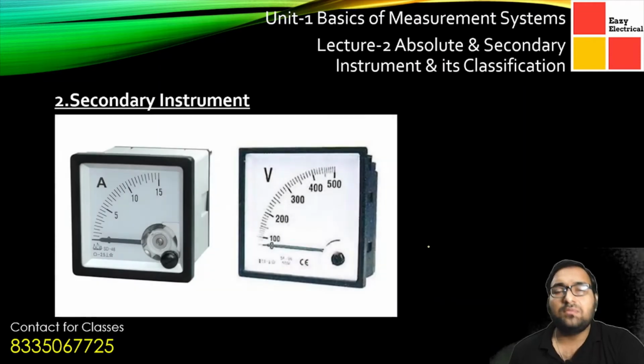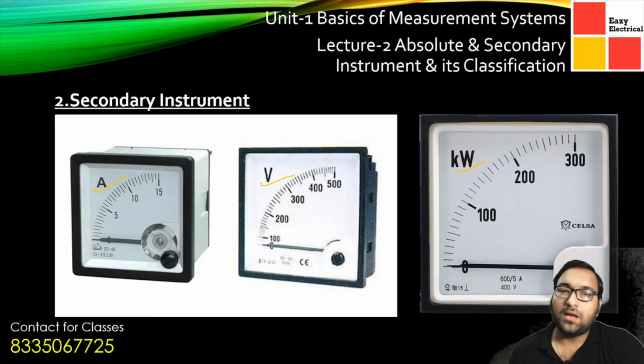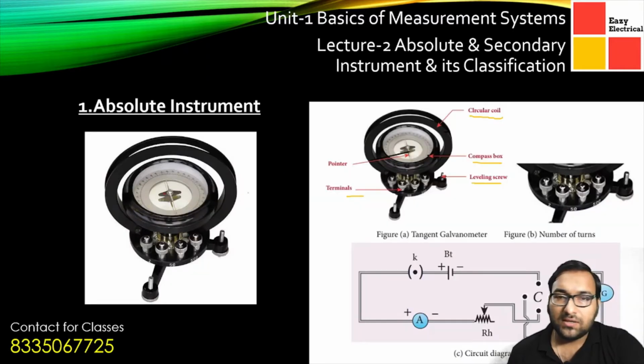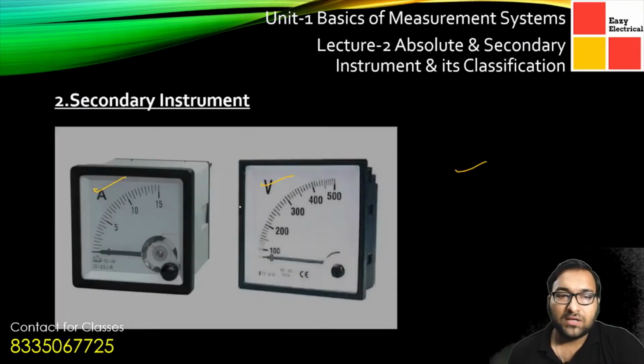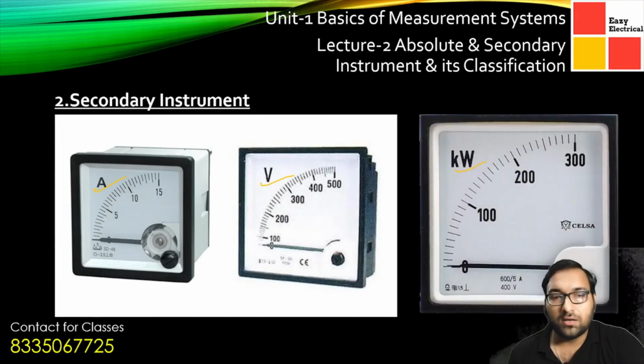Now coming to the next part, that is the secondary instrument. A typical example of a secondary instrument is the panel instruments. Here we have shown the panel type instruments. Here you can see this is an ammeter, this is a voltmeter, and this is a kilowatt meter. A wattmeter I have also shown. Here you can see the readings or the scales are there. In the previous slides you can see one thing, that there is no such marking as the current or anything, but here you can observe that current values and voltage values are already marked.